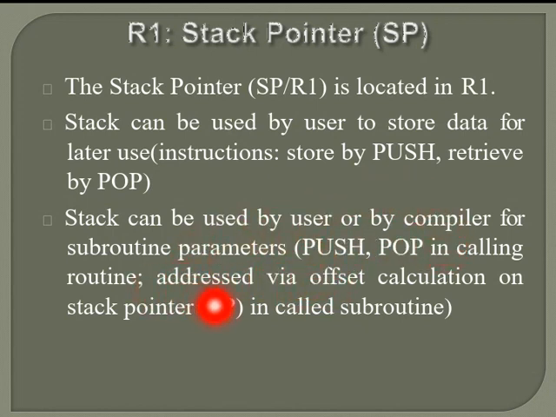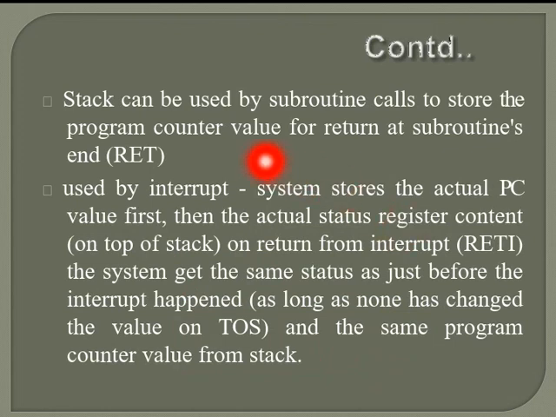What can be those subroutine parameters? Push and pop in your calling routine, done by addressing which is used for the calculation on your stack pointer, which is called subroutine. Now the stack can be used by subroutine calls to store the program counter value for return at the subroutine's end.